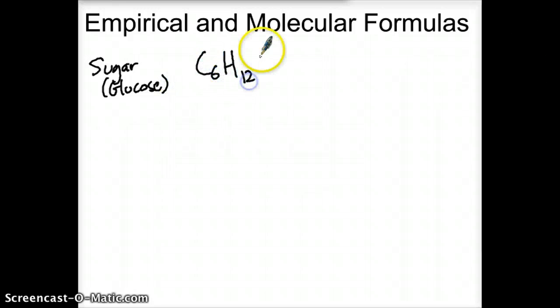In this video, we're going to talk about the difference between an empirical formula and a molecular formula, as well as how to calculate both of those given a variety of different problems. So let's first talk about something we're all familiar with, sugar. Most sugar that we consume goes by the chemical name of glucose, which has the chemical formula C6H12O6.